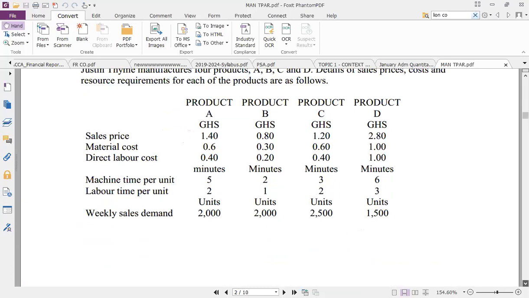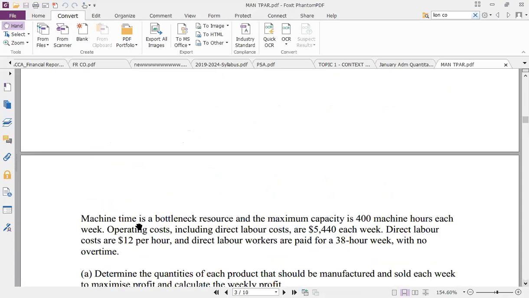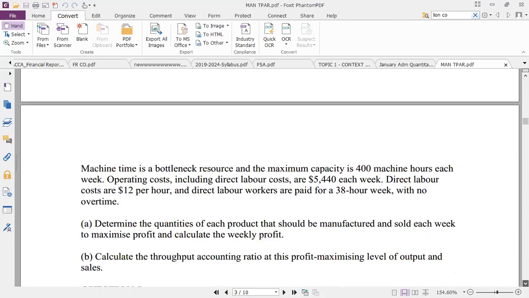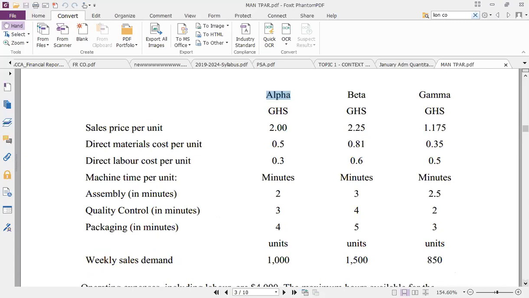In the notes, we were told that machine time is a bottleneck resource, meaning it's a limiting factor. It is a constraint, and it has a maximum capacity of 400. That's great. But in this question 5, it's not like that. Question 5, they will not tell you.